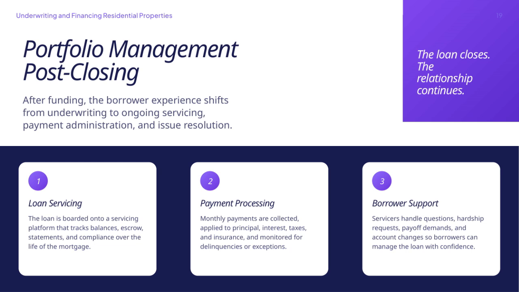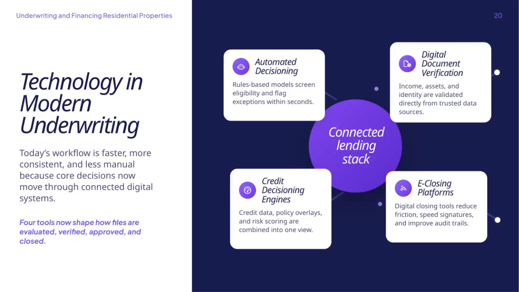loan's successful administration. Today's underwriting process is much faster and more consistent, thanks to technology that connects core decisions across digital systems. There are four key tools driving this change. First, the connected lending stack integrates different parts of the workflow, making it seamless. Then, automated decisioning uses rules-based models to quickly screen eligibility and flag any exceptions within seconds, speeding up initial reviews.